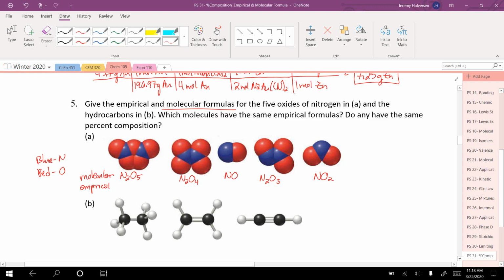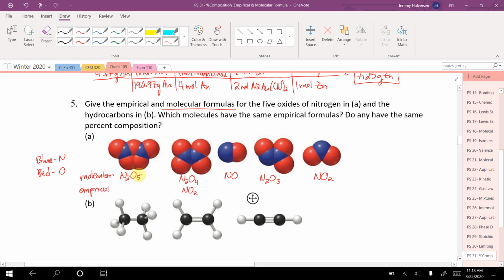The reason it's called empirical is it's what we can observe empirically. If I take a bunch of, let's say, N2O4, and I measure how much nitrogen is in it and how much oxygen is in it, and I just take the ratio of nitrogen to oxygen, the best I can measure is NO2. I'll know that for each nitrogen there's 2 oxygens. But without looking at one molecule, I won't be able to know that there's actually 2 nitrogens and 4 oxygens. I'll just know that there's twice as many oxygens as nitrogen. So the empirical formula is the molecular formula reduced down as low as it can go.